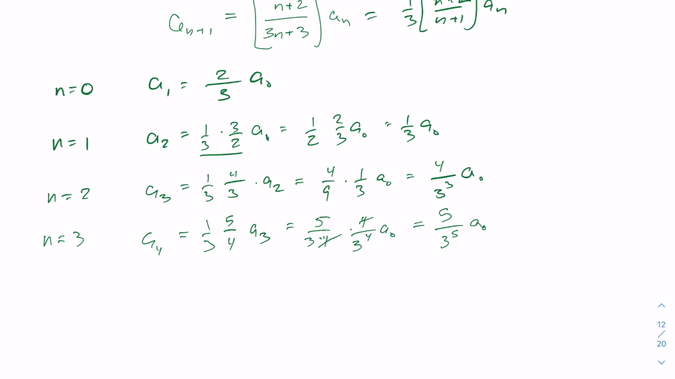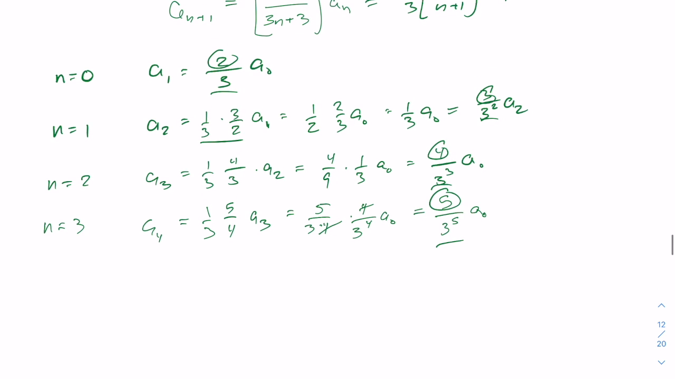I think I might have tricked myself here. I think this was supposed to be, maybe if I didn't cancel a 3 here, I think I'm better off writing 3 over 3 squared a naught. I think that's good. So 2, 3, 4, 5 over 3 squared, 3 cubed, 3 to the 5th.